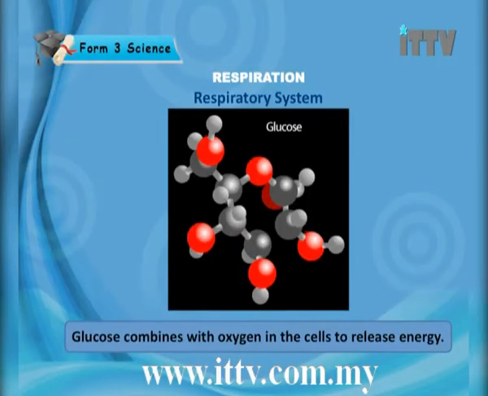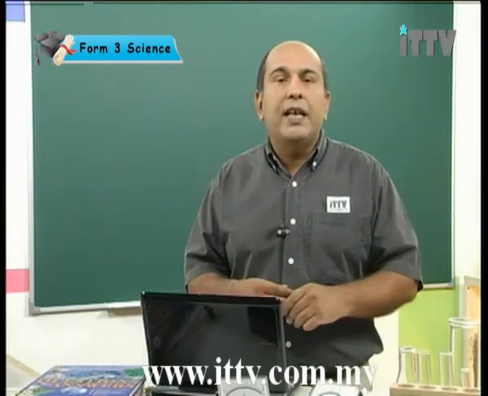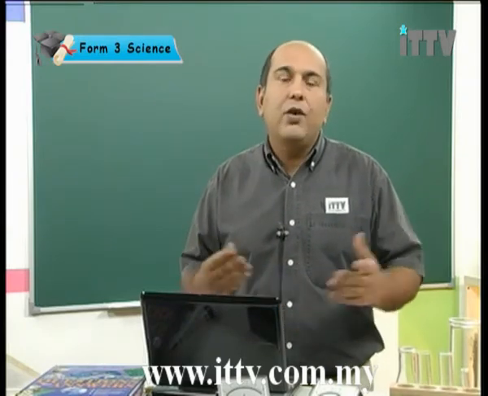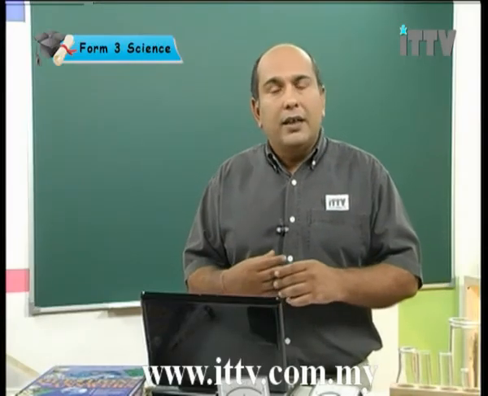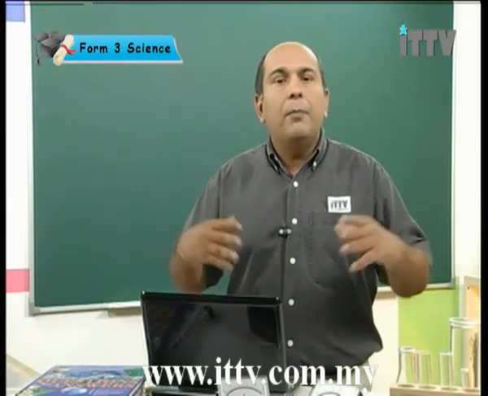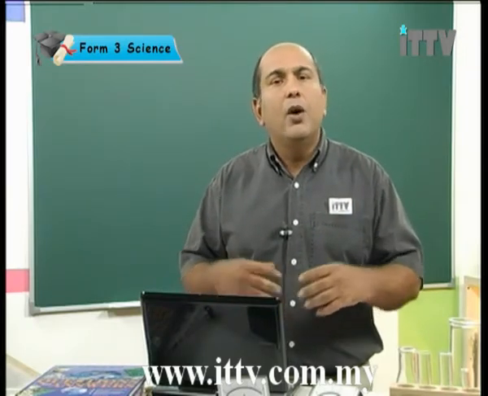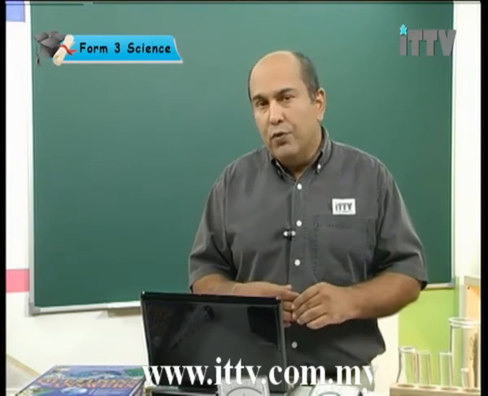Glucose combines with oxygen in the cells to release energy, and this is the respiration process. The glucose obviously comes from our diet, what we eat, and the oxygen comes from the air around us. The equation for respiration is glucose plus oxygen produces energy and carbon dioxide and water. The energy is what we want, it's what we use. The carbon dioxide and the water, they are byproducts, or sometimes we call them waste products, and they need to be removed from the body.